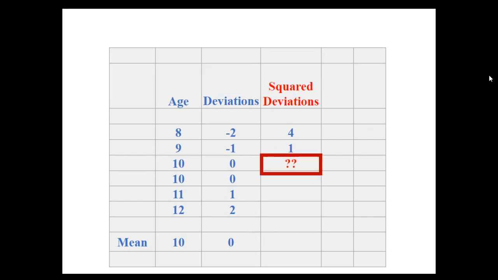How about this next one? Now that you see how it works, what deviation are we going to square next? Right, we have to square 0. And the square of 0 is 0, because 0 times 0 is 0, right?